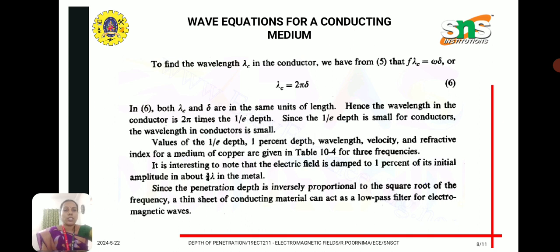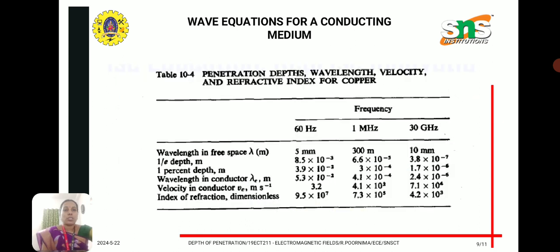Since the penetration is inversely proportional to the square root of frequency, a thin conducting sheet can act as a low pass filter for electromagnetic waves. This is a comparison table of penetration depth, wavelength, frequency, velocity and refractive index for copper. At different frequencies, at 60 Hz the wavelength in free space is 5 millimeter, and at 30 GHz it is 10 millimeter. The 1% depth and wavelength are given. Velocity in the conductor and index of refraction are also given for various frequencies.